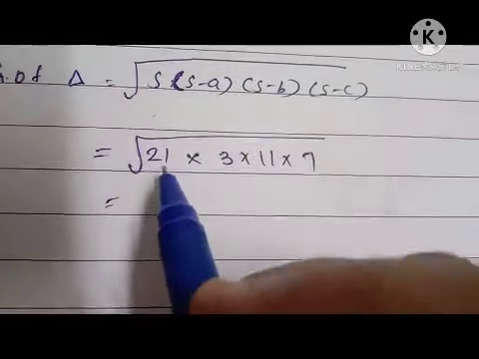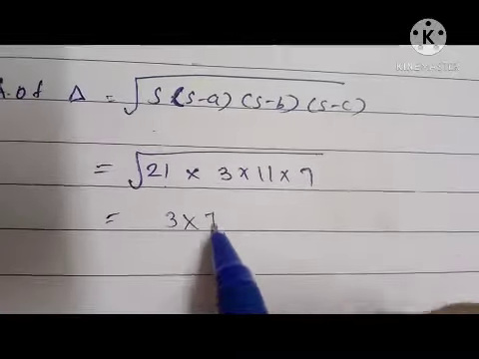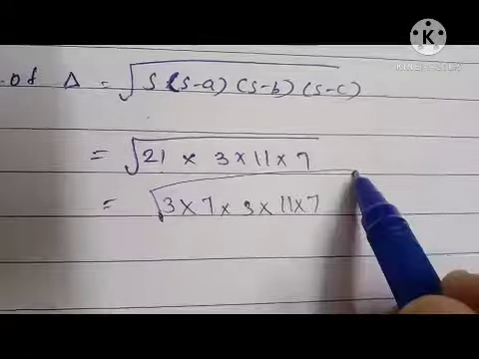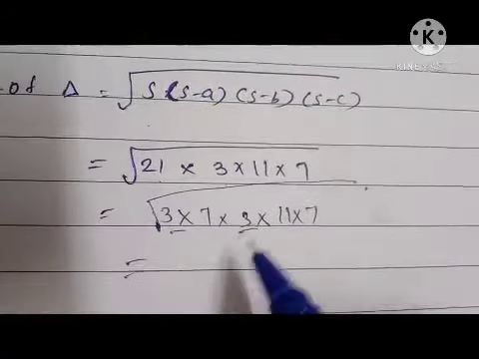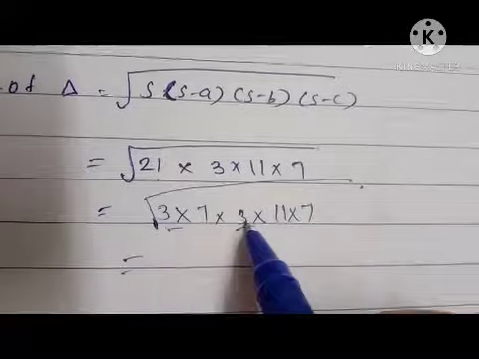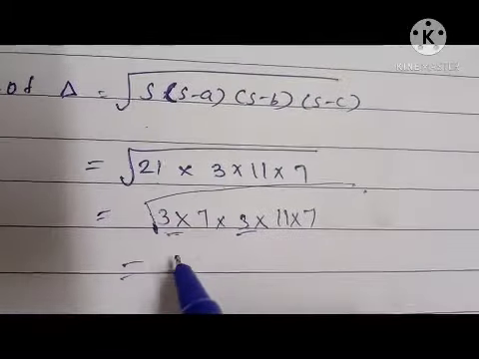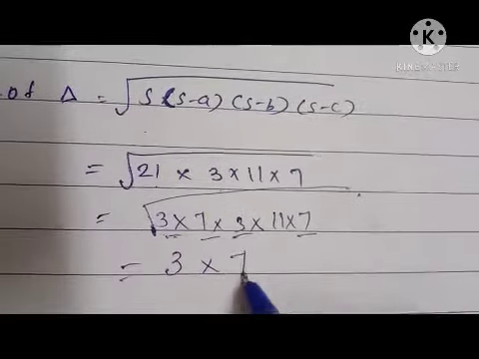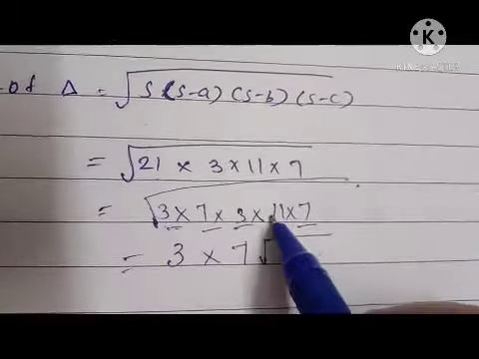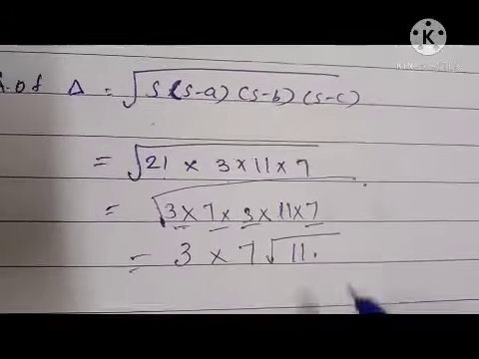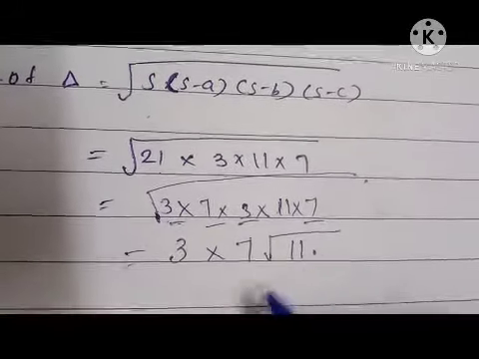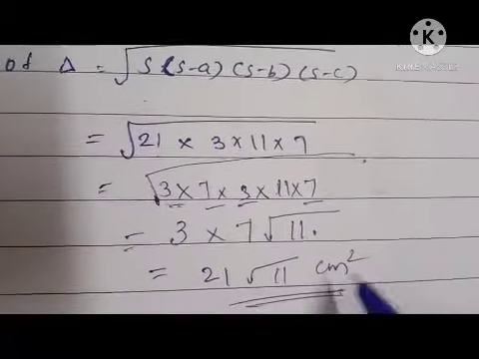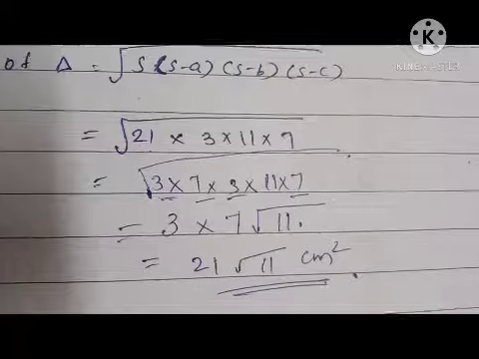Then we can prime factorize 21. Then we will get 3 into 7. Then 3 is a prime number, 11 is a prime number, 7 is also a prime number. Then we can take the number from the pair. So 3 and 3, 2 3s are there. So from that pair we can take 1 3 outside. 2 7s are there. So from there also we can take 1 7. Then 11 has no pair, so we should write that itself in the square root symbol. So 21 root 11 centimeter square is the area of the triangle.